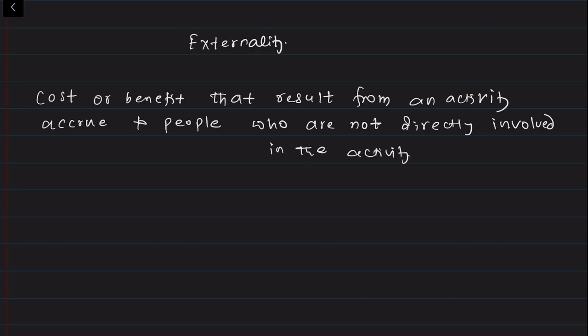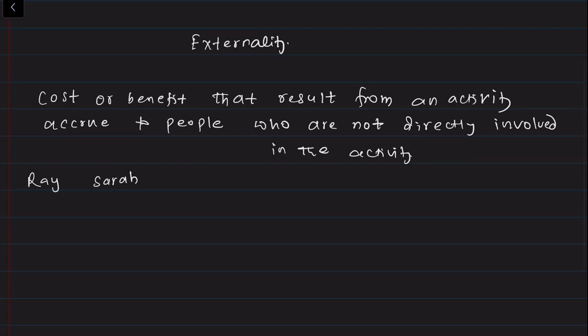Let me give you an example. Suppose Ray is a classical violinist and Sarah, who is a neighbor of Ray, is a fan of classical music. So whenever Ray practices the violin, Sarah gets benefits from it. So Ray's practice generates a positive externality for Sarah. So this is an example of positive externality.